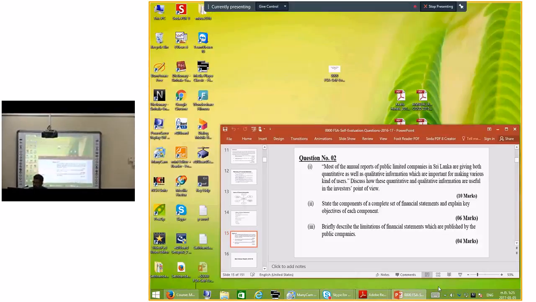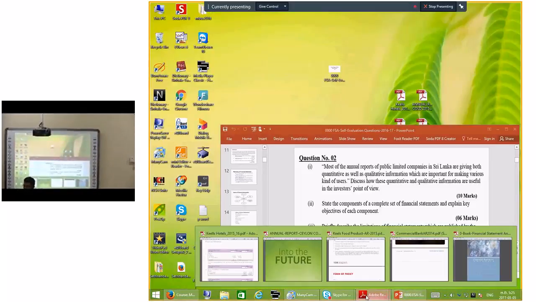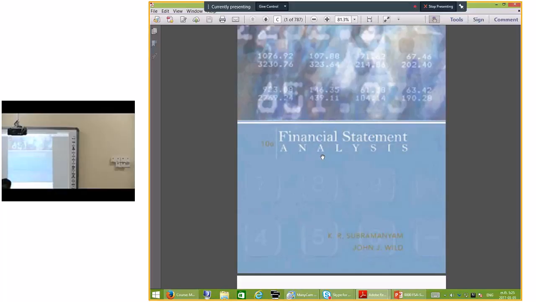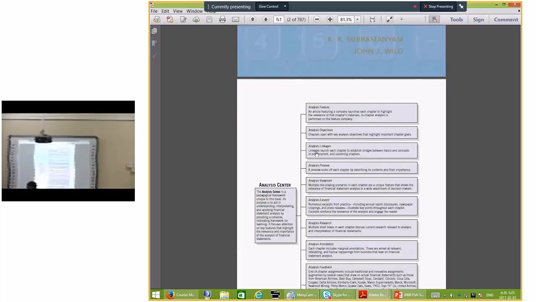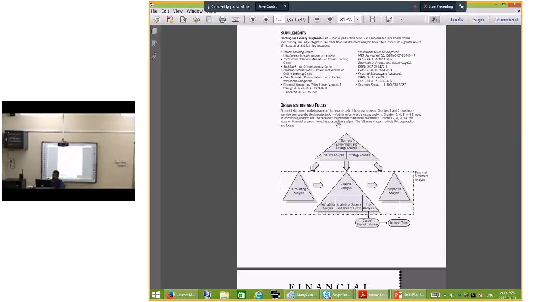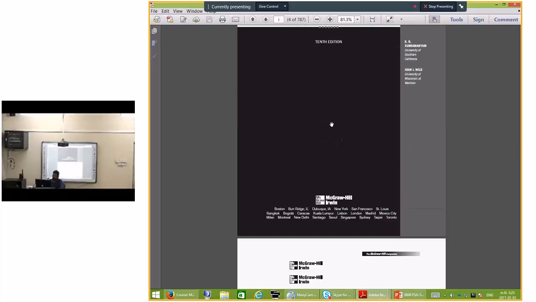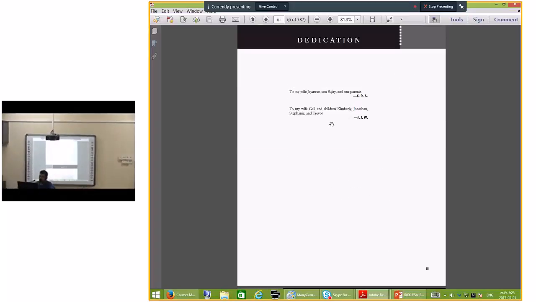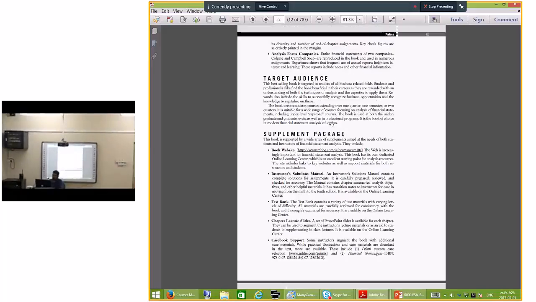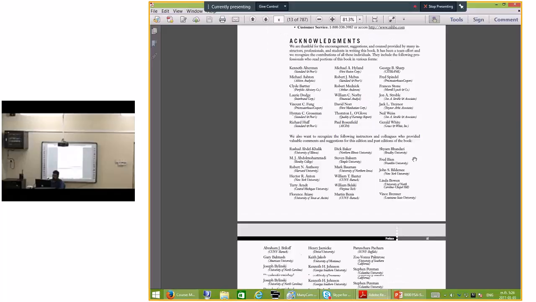Then, as I told earlier, I need to take this opportunity to explain about this book. This is by K.R. Subramanyam and John Wild. This is a good book. I have a hard copy, but a soft copy is also available. It was published in 2010 or 2009, right? But similar details are here. Now you can refer to this book.